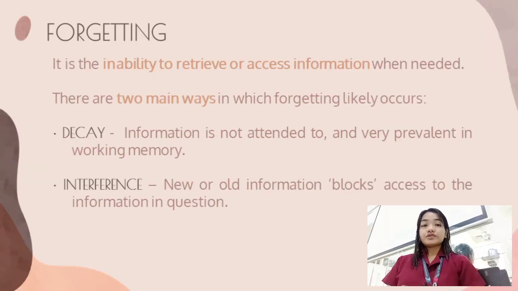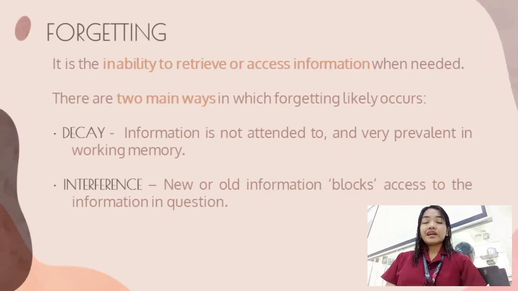So, next we have forgetting. Forgetting is the inability to retrieve or access information we needed. Forgetting, amnesia, ang pagkalimot sa impormasyon na hindi na natin nadumduman or maibabalik pa. So, there are two main ways in which forgetting likely occurs. These are the decay and interference.